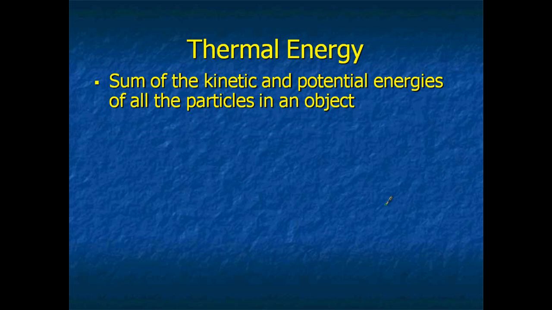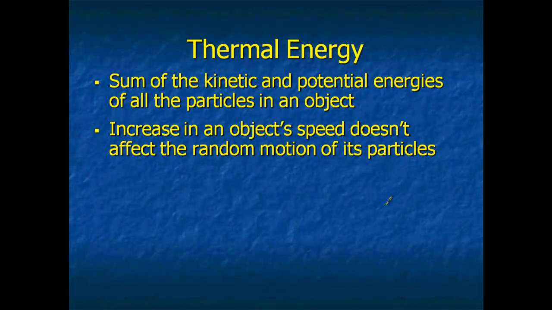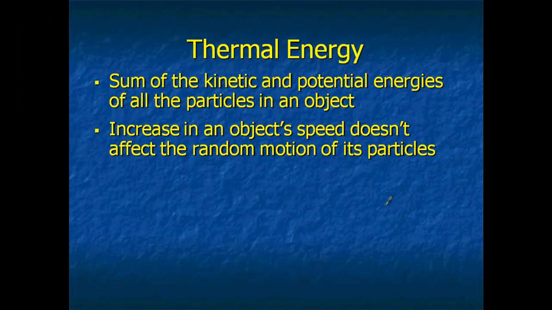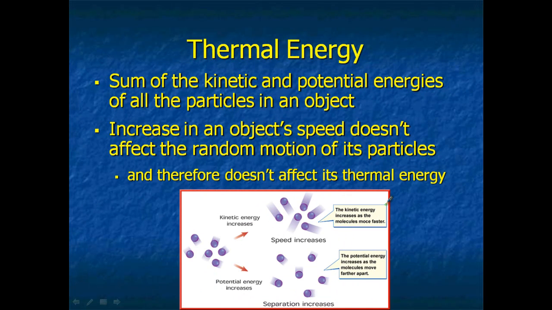So some of the kinetic and potential energies of all the particles in an object are what is described as its thermal energy. An increase in an object's speed doesn't affect the random motion of its particles. So no matter how fast you're moving, it doesn't affect how fast the particles in your body are moving until you hit something. Therefore, it doesn't affect your thermal energy.